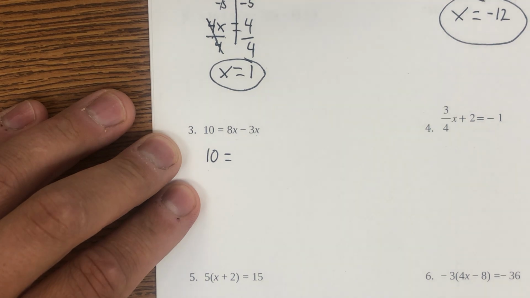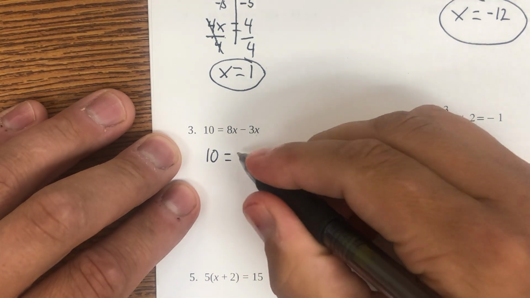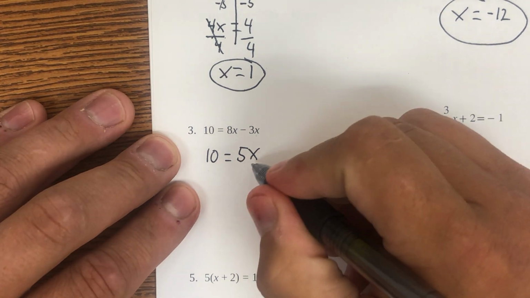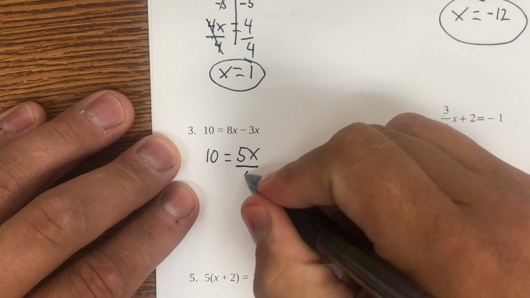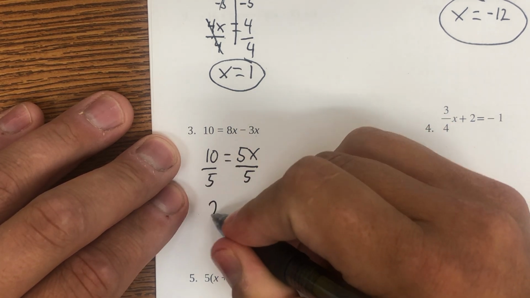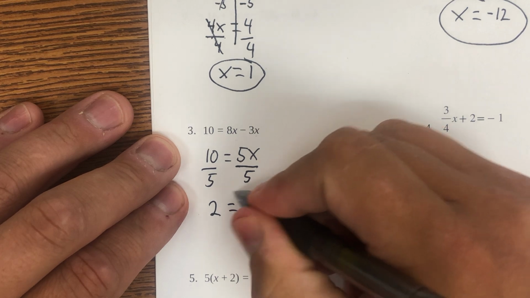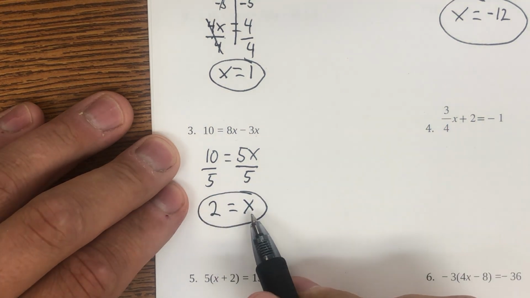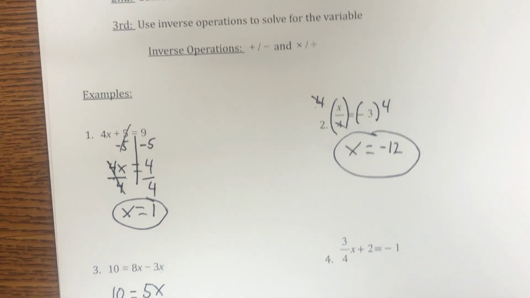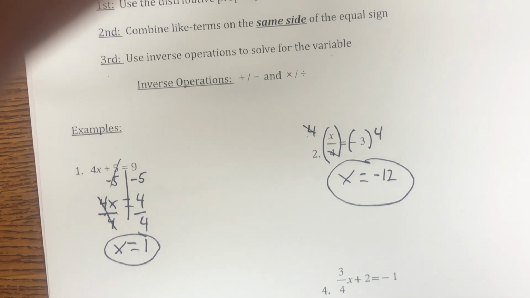Equal sign still there. 8x minus 3x is 5x. Combined them. 8 plus negative 3 is 5. And now we have 5 times x, so to isolate the variable, we'll divide both sides by 5. And 10 over 5 is 2 equals x. And I could flip that around and say x equals 2. Choice is yours. Example number 4. Almost lost my camera there. We'll rearrange here, regroup. Not a big deal.